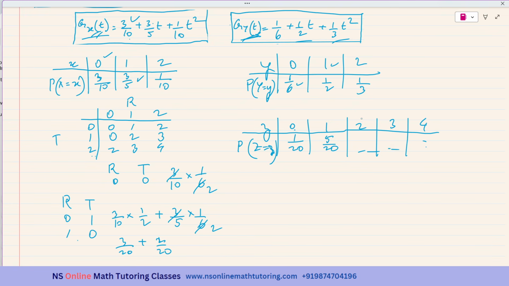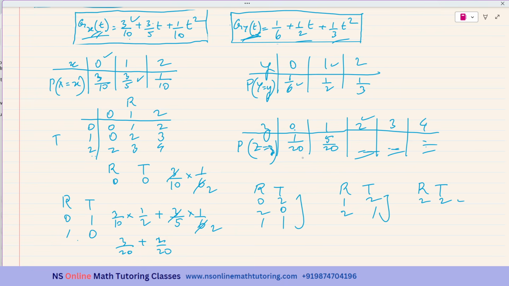For Z equal to 2, how can you have Z equal to 2? R equal to 0, T equal to 2, or R equal to 2, T equal to 0, or R equal to 1 and T equal to 1. Okay. So you have to do this. For Z equal to 3, you can have R equal to 1, T equal to 2, or R equal to 2 and T equal to 1. And for Z equal to 4, you will be having R equal to 2 and T equal to 2. So you have to use these for filling up these three places.